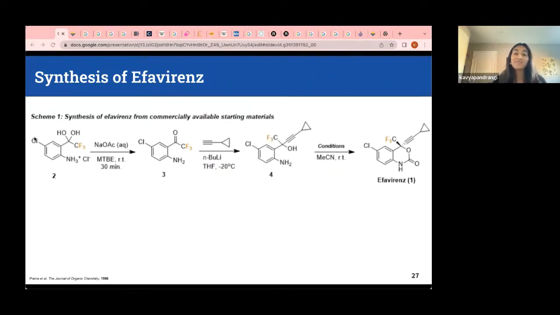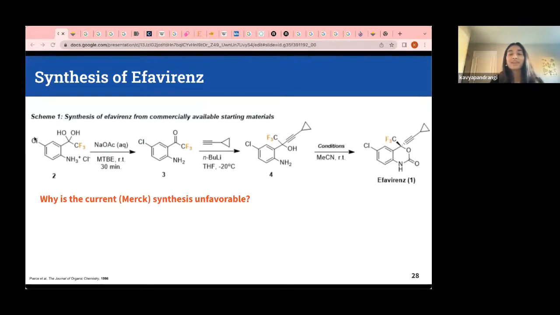Okay, so now we had these great analogs that perform better than efavirenz in both wild-type reverse transcriptase and its variants. So our next step would be to synthesize these analogs. And a starting point to that would be synthesizing efavirenz itself. So here's the current synthesis of efavirenz.